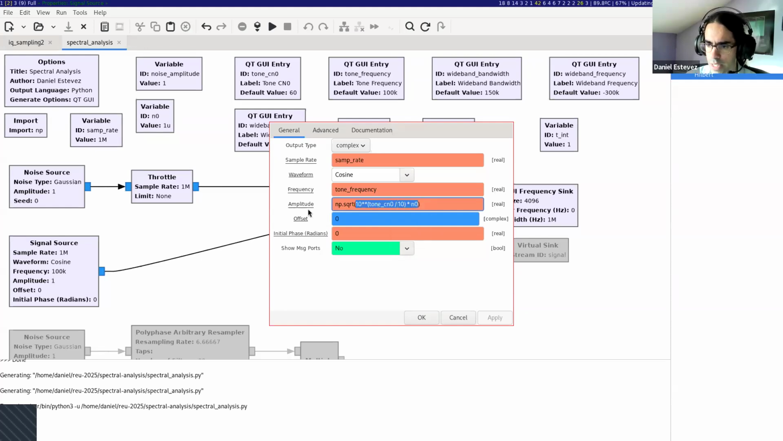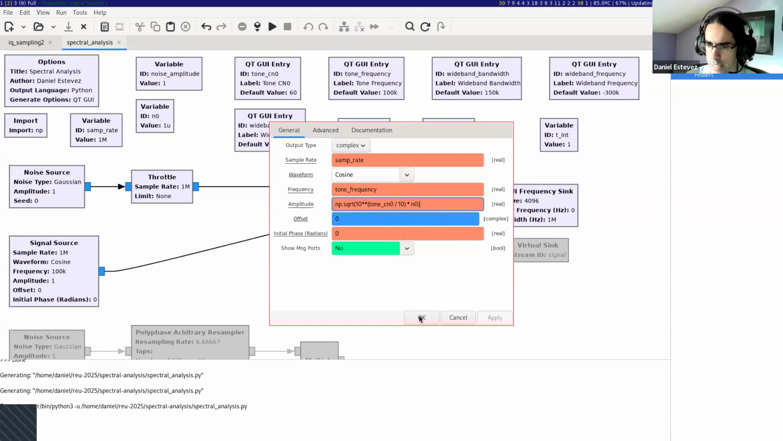But the thing GNU Radio is asking me for is not the power, but the amplitude. And the thing you always need to remember is power is amplitude squared. So if we know the power is this and we need the amplitude, we need to take the square root, which I'm doing using NumPy. And that is the formula.